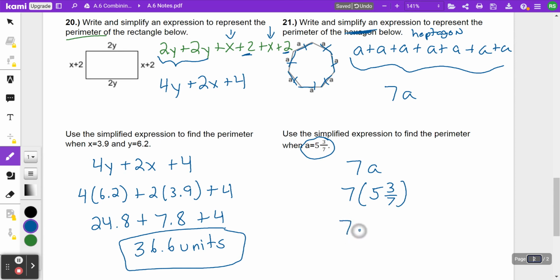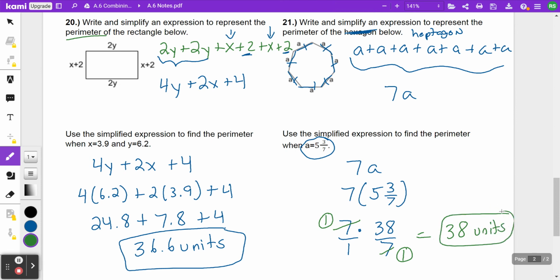So when we multiply mixed numbers, we want to turn them into improper fractions. So that's 7 over 1 times 5 3/7. 5 times 7 is 35, plus 3 is 38, so that's 38/7. We can do a little bit of cross canceling. We can divide the 7s by 7, turn them into 1s. And then when we multiply, we should get 38 over 1, which is the same as 38. So 38 units is our distance around the outside.